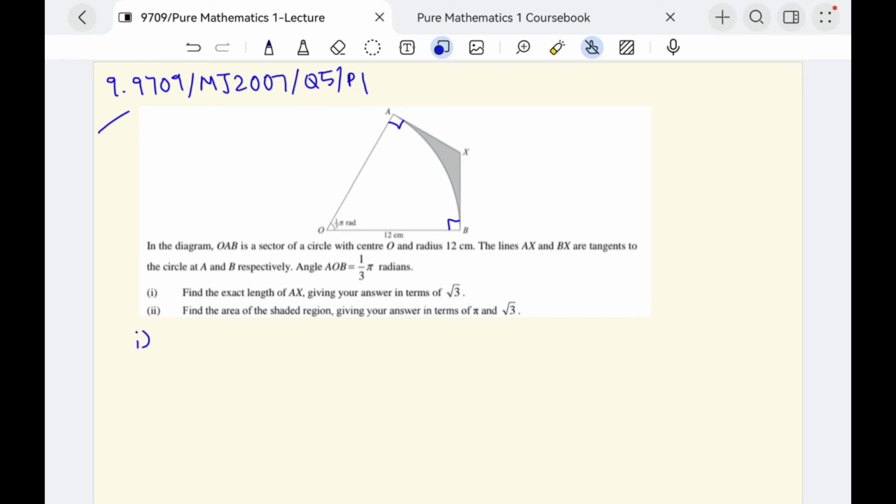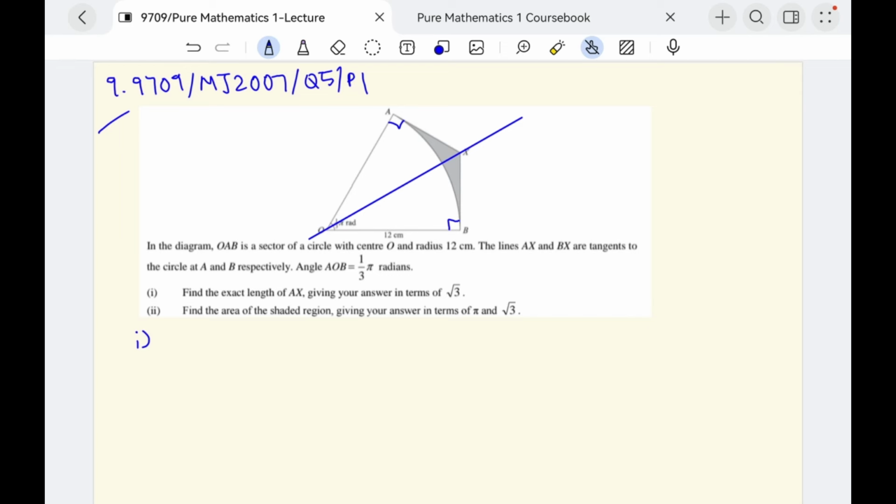Okay, what are you going to do? You just cut with a line to separate it into halves. So if I cut using this blue line to separate into the half, you will see a right angle triangle over here. Then the question wants you to find the exact length of the AX.